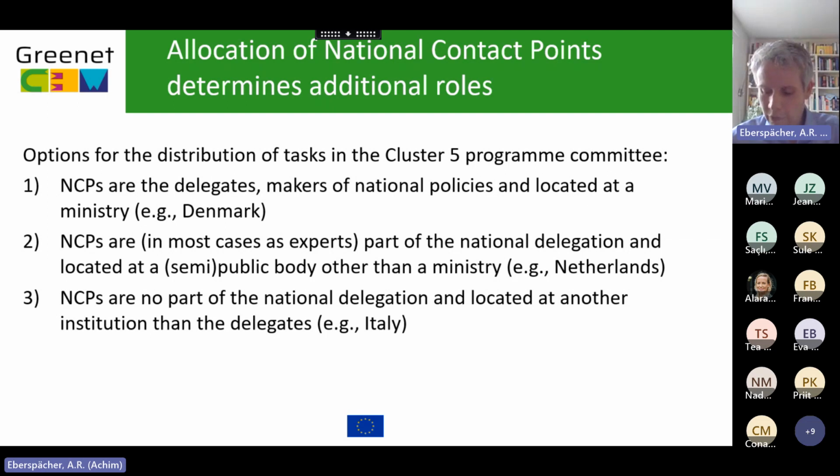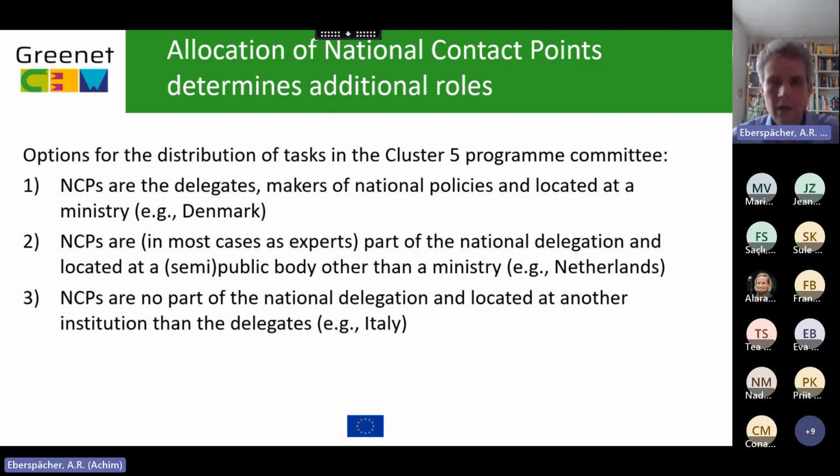Okay, first part, the roles or the functions of a national contact point. In most cases, if I have a discussion with a client, the first question is, do you know what a national contact point Horizon is or does? And most of the persons know it's a person who advises a bit, but that's a bit all. So I always have a story to tell about what we are doing, what our functions are, but they differ from country to country. And the allocation of national contact points determines their roles. There are some additional roles.